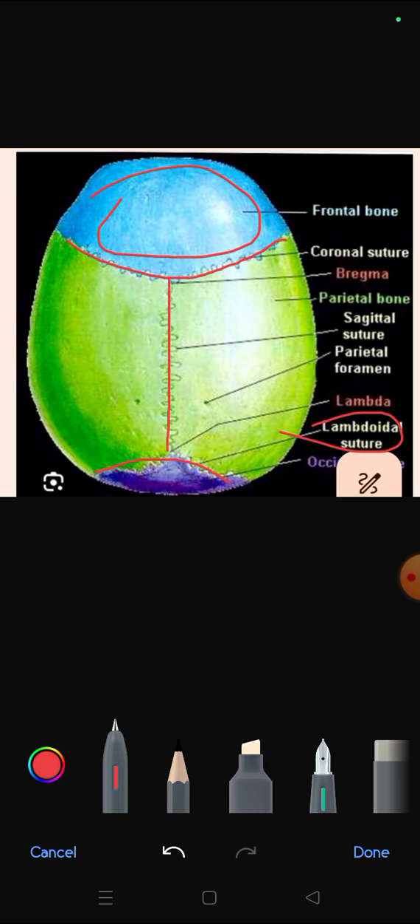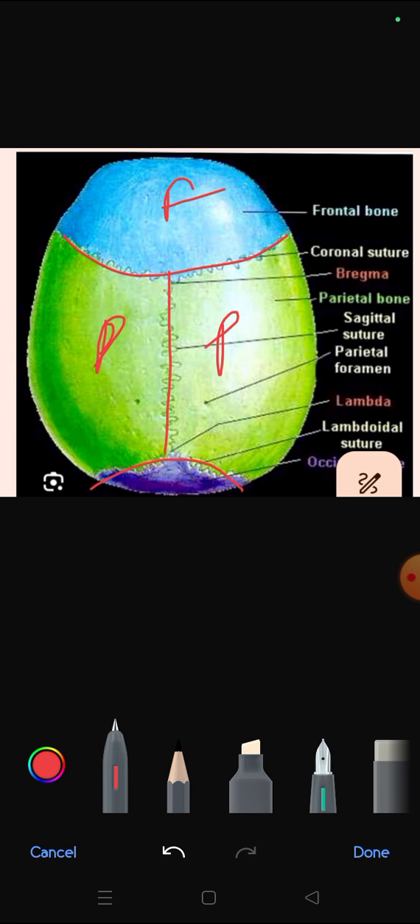Now here is the suture present which is separating the two parietal bones. This is known as the sagittal suture. These are the three sutures which we can see from the superior view. One is the coronal suture, this one is the sagittal, and this is the lambdoidal suture. And there are three bones: this is the frontal bone, these are two parietal bones, and this is the occipital bone, which we can see from the superior view.